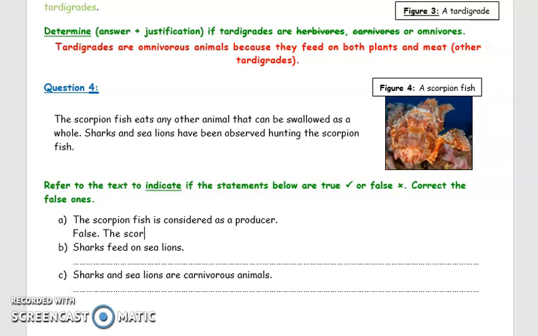The scorpion fish is an animal, so it is a consumer. It consumes other animals for food.